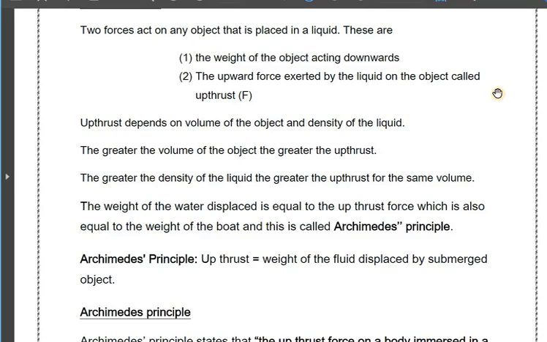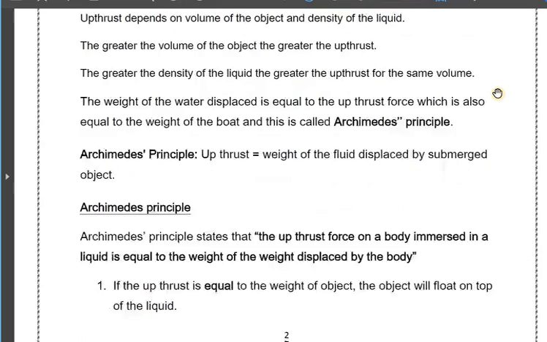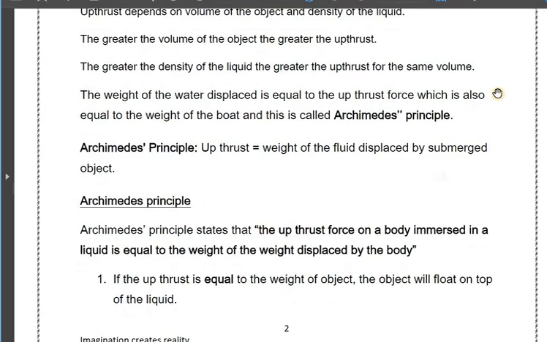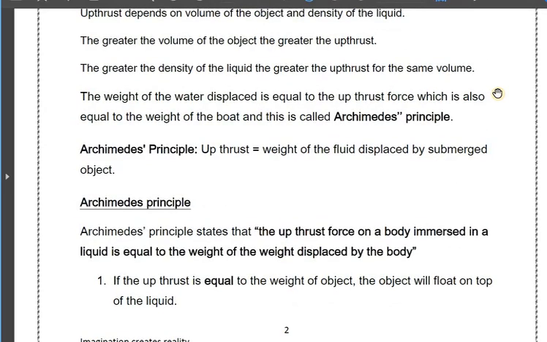Another thing that we consider is the density of the liquid. If we were to drop something into a viscous liquid, a very thick liquid, then again the object will not sink, because the greater the density of the liquid, the greater the upthrust. So all of this is known as Archimedes' principle.